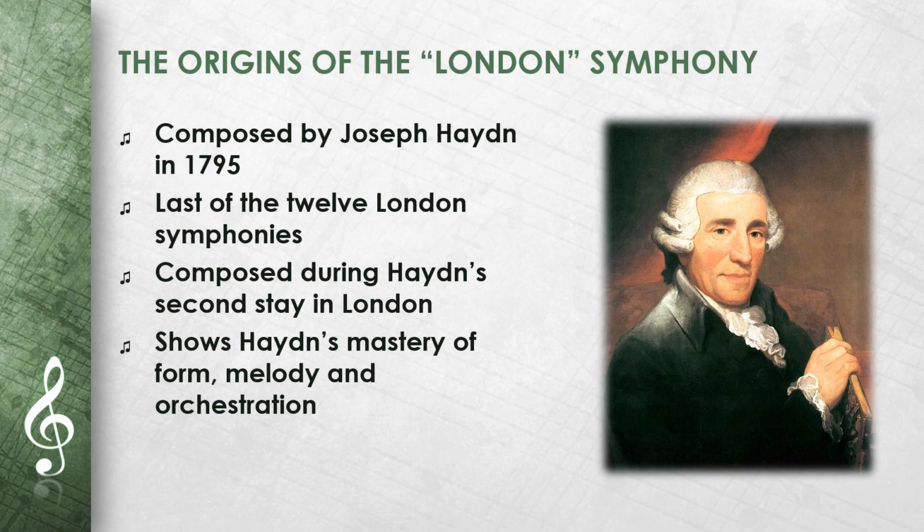Joseph Haydn composed his Symphony No. 104 in D major, known as the London, in 1795. It is the last of his famous 12 London symphonies and is considered the crowning achievement of this series. Haydn wrote the work during his second stay in London, where he enjoyed great success as a celebrated composer.